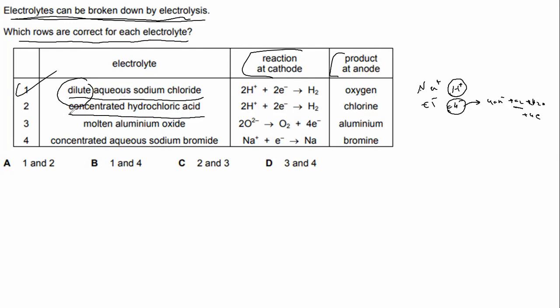Concentrated hydrochloric acid. So we have H plus, Cl minus, and we have H plus, OH minus. This is from water, this is from HCl. At the cathode, definitely hydrogen will be produced, because we don't have other ions. At anode, chlorine. If you note that we have concentrated HCl, we have a large amount of Cl minus ions. That's why Cl minus will be oxidized at the anode, and chlorine is produced. So 2 is correct, and 1 and 2 is correct.